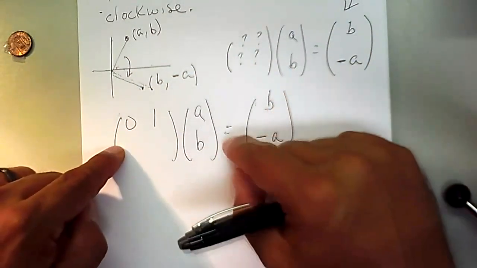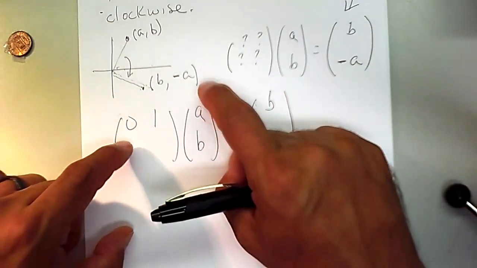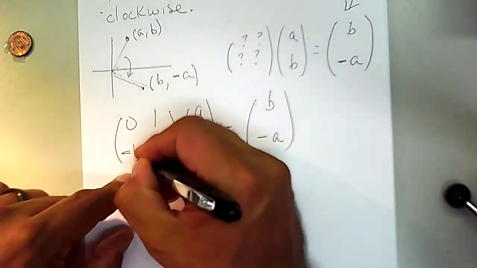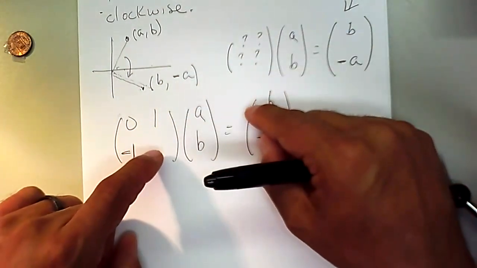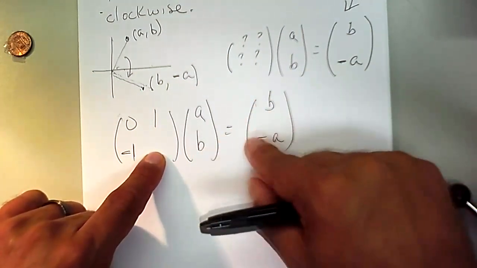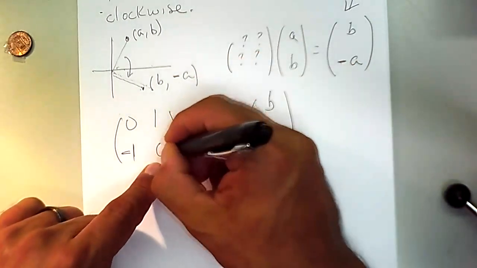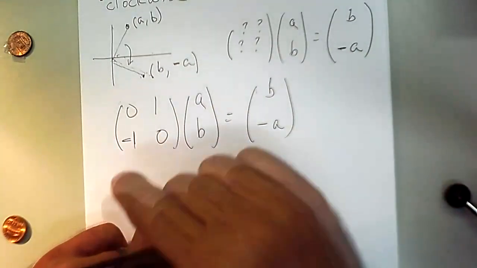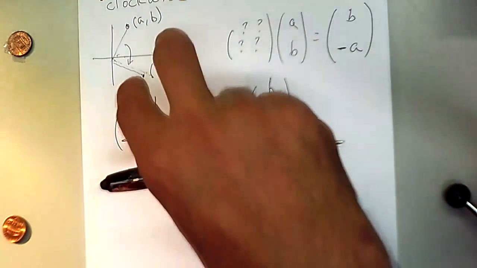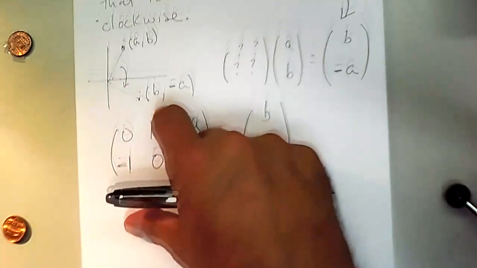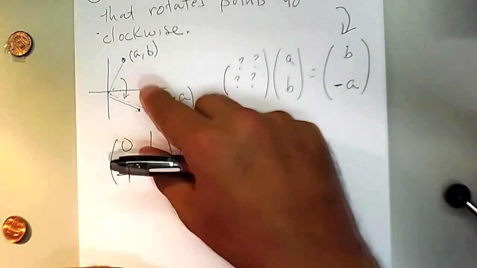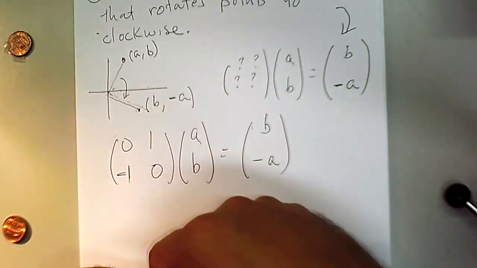Whatever is here, so let's start the multiplication. We'll multiply with A, and we want to end up with negative A, so we better put a negative 1 here. And then whatever is here is going to multiply with a B, but we want no B here, so let's put a 0 there. So that will do. If we rotate AB with this matrix, that will cause the point to rotate 90 degrees.